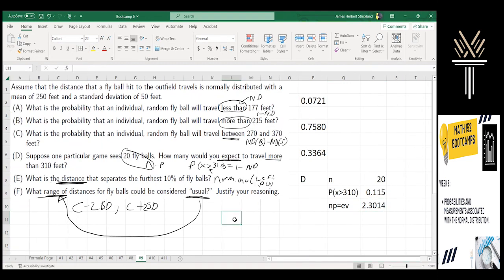All right, now we want to talk about our usual range. Our center is 250 minus 2 times 50, right from the top information, and 250 plus 2 times 50. So this is our lower bound and our upper bound. We would expect baseballs when they're hit in the game to be anywhere from 150 to 350. Anything in that range is usual. Anything out of that range is unusual. And that's how we would determine what's considered a usual event by the usual range. So they're telling us exactly which way to solve it.